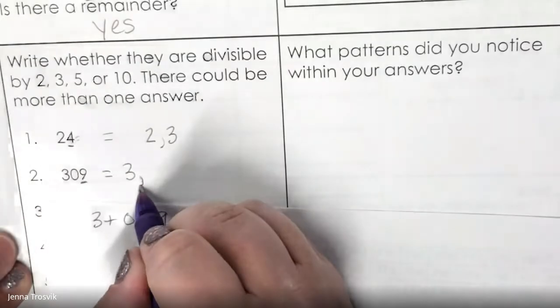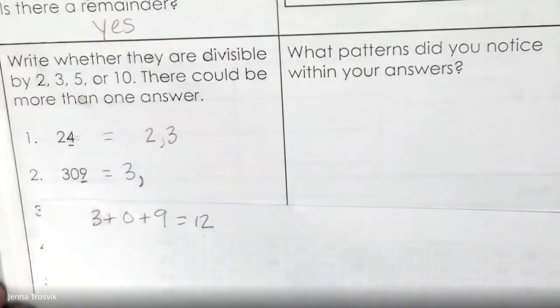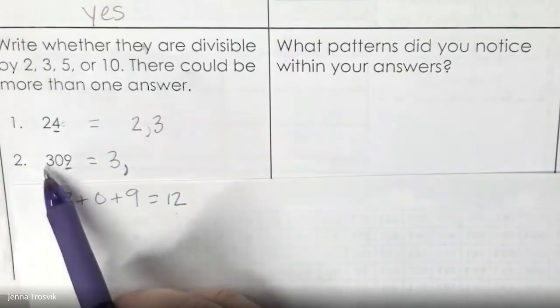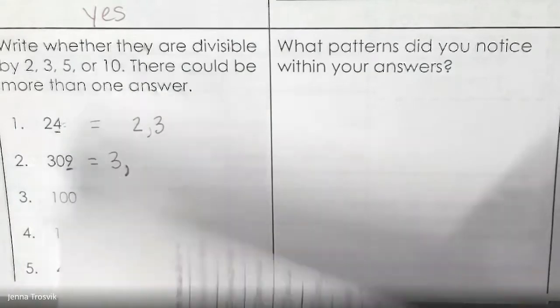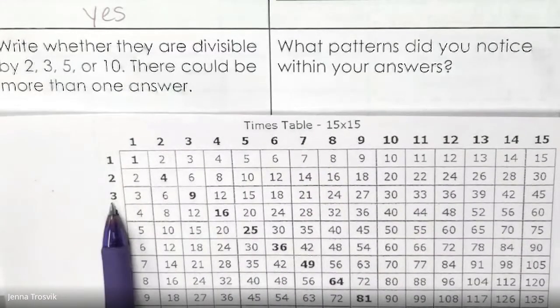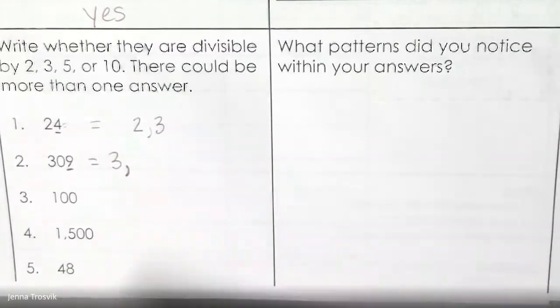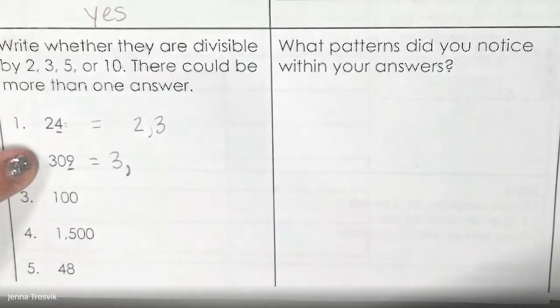Saves us a lot of steps pulling out a calculator to figure it out. All you have to do is add those digits together. If that number's answer is a multiple of 3 and also divisible by 3, then it works. That means 309 also has to be divisible by 3.